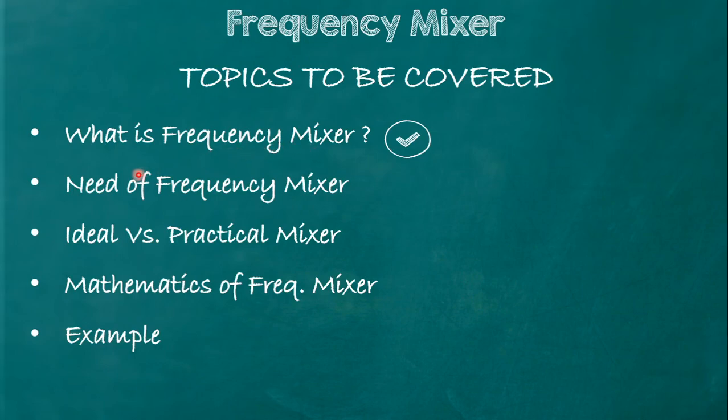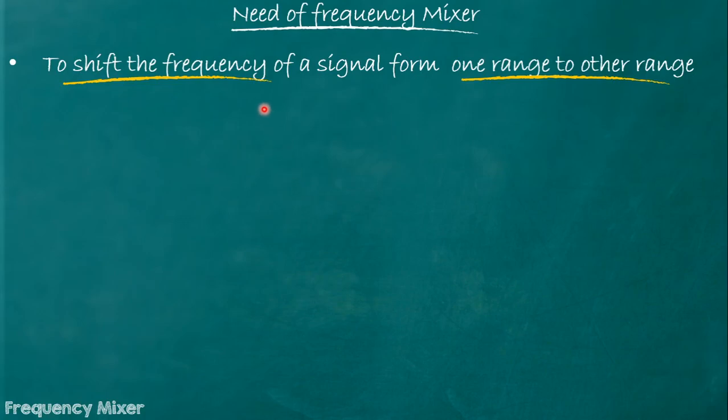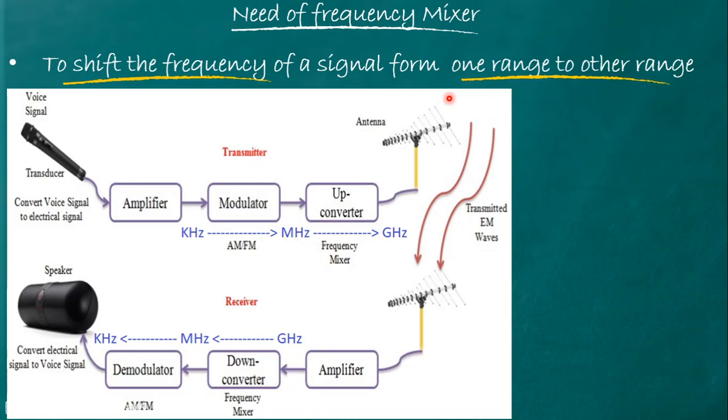So let us move to the next one, which is why we need a frequency mixture. A frequency mixture is used to shift the frequency of a signal from one range to another range. So let us understand it. Now we already know that in communication, on the transmitter side, the modulator will accept a low frequency information signal and generate a high frequency carrier signal. Now we know that if we want to perform space communication, then we have to increase the frequency from megahertz into gigahertz. To increase the frequency from megahertz to gigahertz, we have to use the device which is called an up converter, which will increase the frequency.